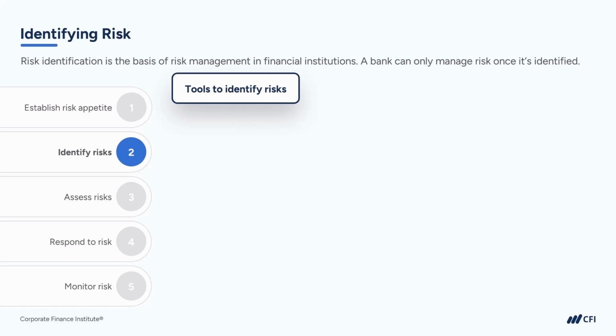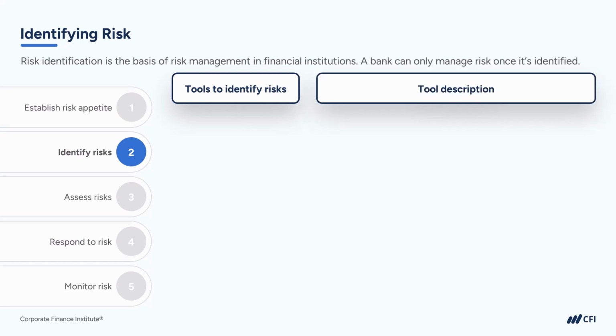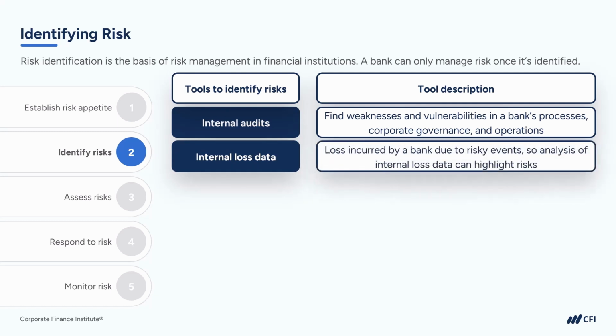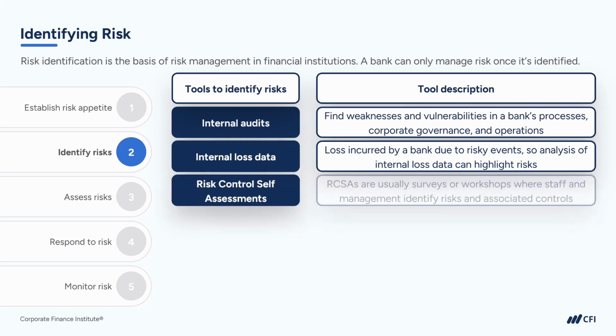So, what tools do banks use to identify risks? Internal audits can identify risks. Internal audits find weaknesses and vulnerabilities in a bank's processes, corporate governance, and operations. An internal loss is a loss incurred by a bank due to risky events, so analysis of internal loss data can highlight risks. Risk Control Self-Assessments, or RCSAs, are usually surveys or workshops a bank runs where staff and management identify risks and associated controls.